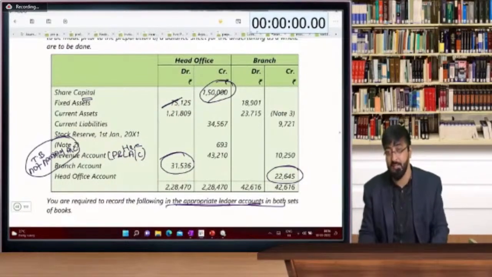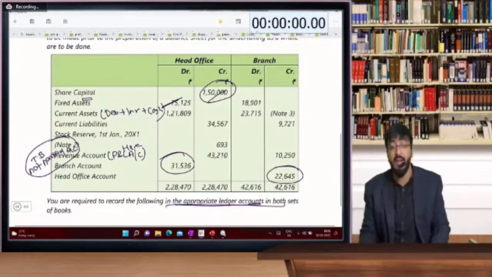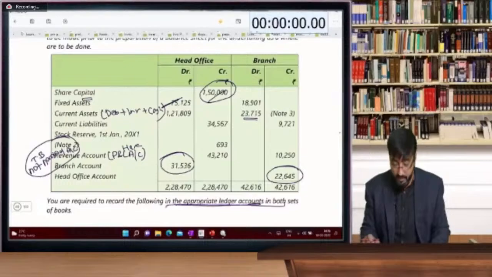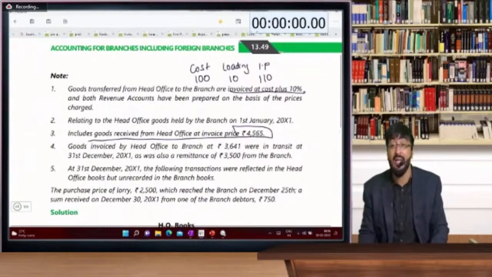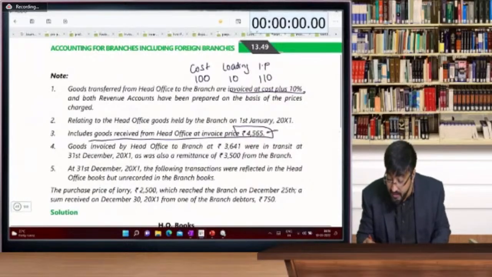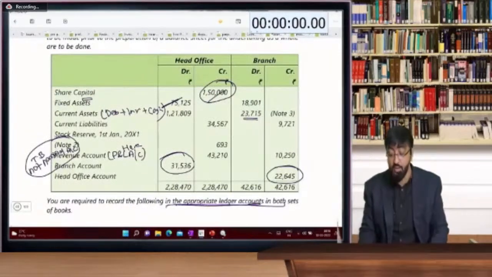Current assets. Current assets is inclusive of debtors plus inventory plus cash in hand plus prepaid expenses. So all these items are under current assets. Now there is a note number 3. Now what this note number 3 is, includes goods received from head office at invoice price. Now this is the closing stock. So closing stock in the books of head office, in the books of branch, it means there is no adjustment.